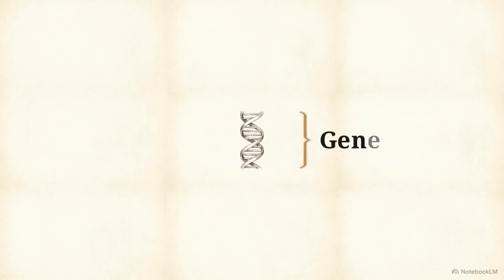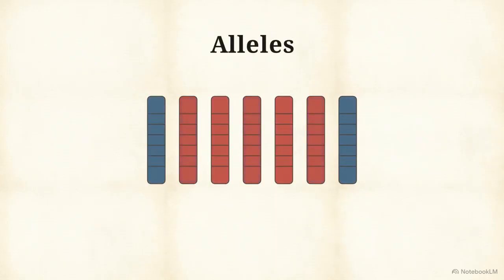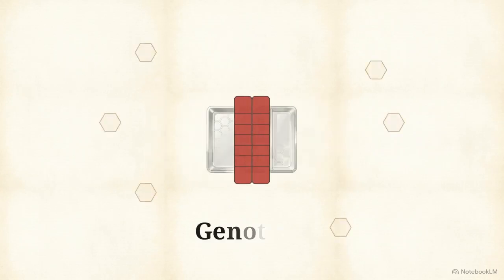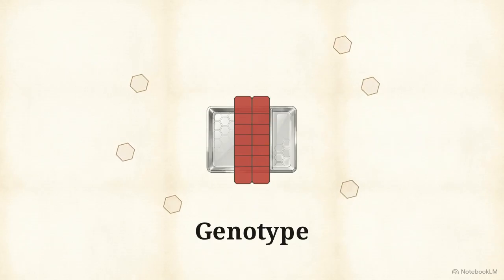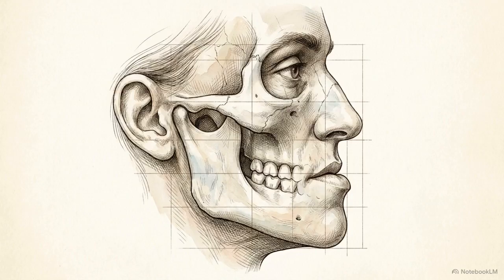The units trapped within that shrinking pool are genes, specific sequences of DNA that code for heritable traits. Because the family interbred so frequently, certain alternative forms of those genes, called alleles, became highly concentrated. A person's exact combination of alleles forms their genotype, the hidden molecular code. The physical manifestation of that code in the real world is the phenotype. For the Habsburgs, their restricted genotype expressed itself as mandibular prognathism, the infamous Habsburg jaw.